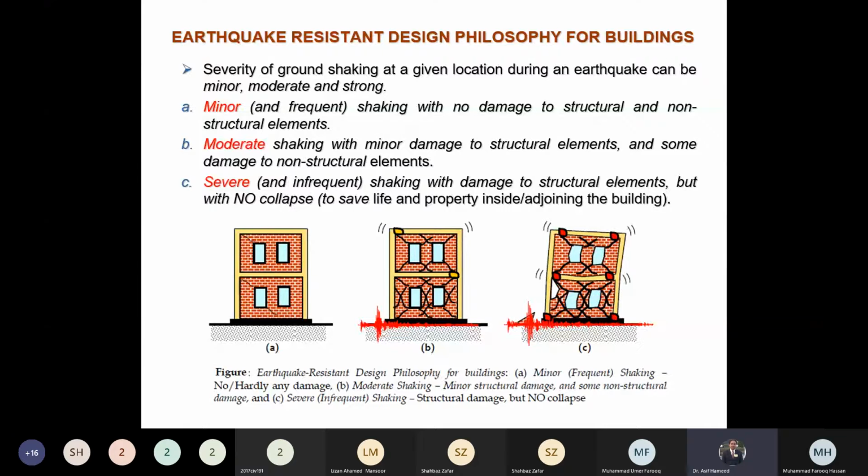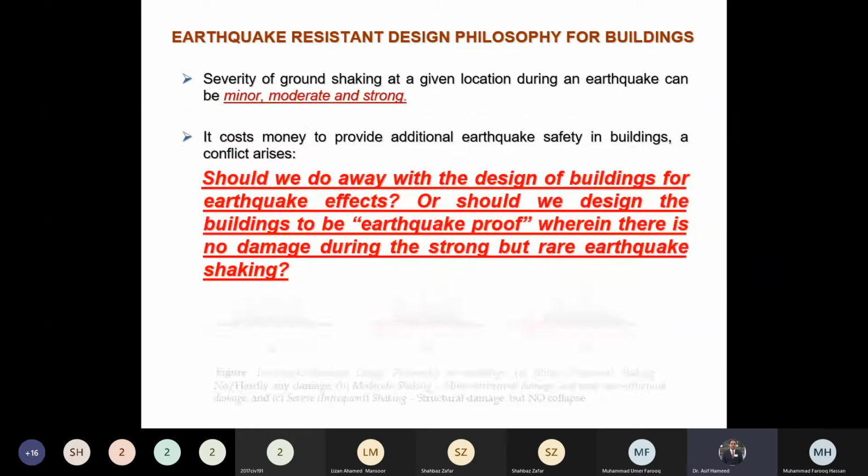There can be three different types of earthquake. Shaking of the earthquake can be minor, moderate, or severe. What is a minor earthquake? During a minor earthquake, there should not be any damage to the structural and non-structural components. During a moderate earthquake, there can be small damage to the structural components and some damage to the non-structural components. This one we'll discuss later. So we have three types: the earthquake is either minor, moderate, or severe.